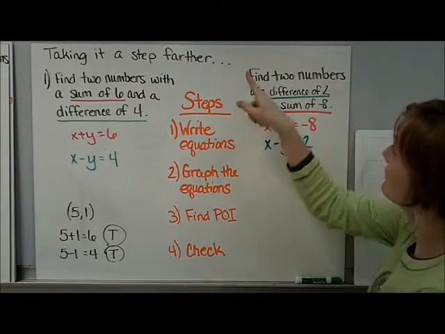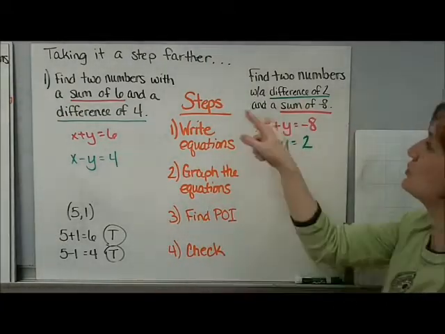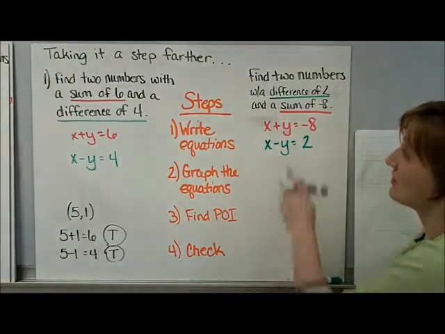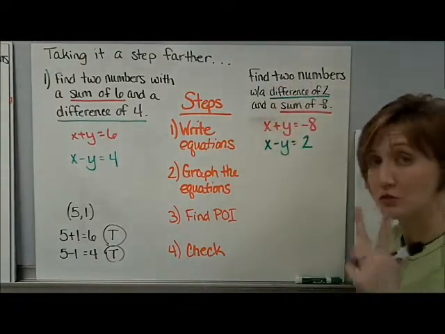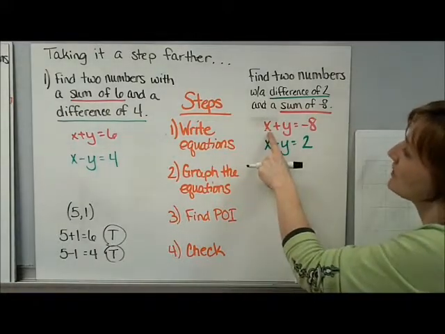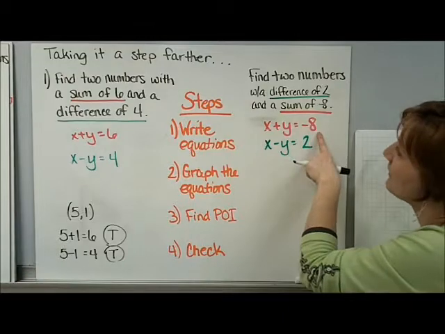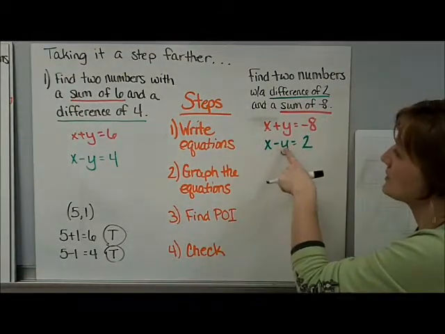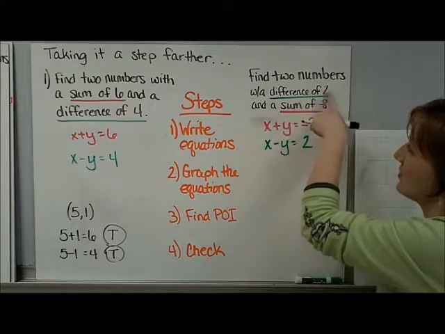Okay, so we have: find two numbers with a difference of 2 and a sum of -8. Again, we need to write the equations. They give it to us. Two numbers, two variables. Why can't they be x and y? They're easy to plot. So we have x plus y equals -8, the sum of the numbers is -8, and x minus y equals 2, the difference of the numbers is 2.